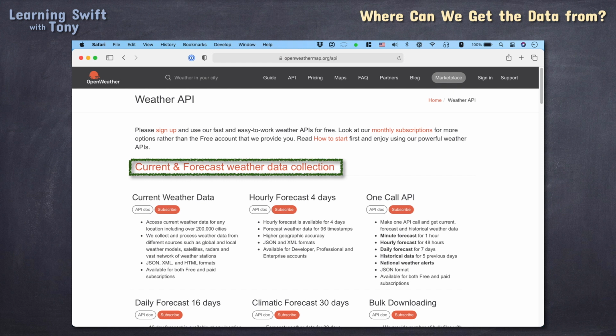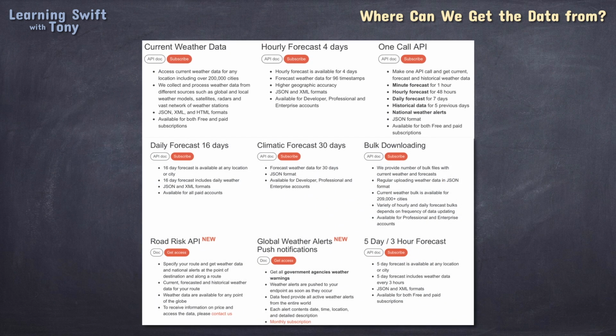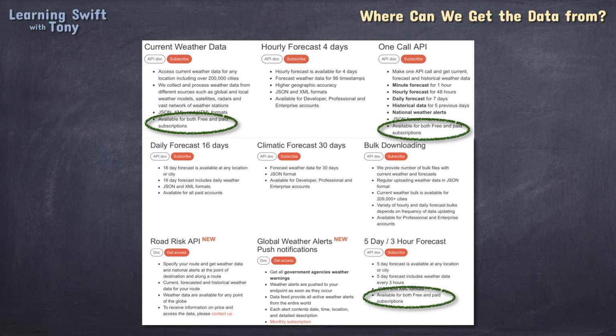Out of the 9 APIs available, 3 of them are offered for both free and paid subscriptions. Current weather data, One Call API, and 5-day, 3-hour forecast. If you want to take this project to another level at a later time, maybe building a real app for the App Store, I strongly recommend looking also into the paid subscriptions.